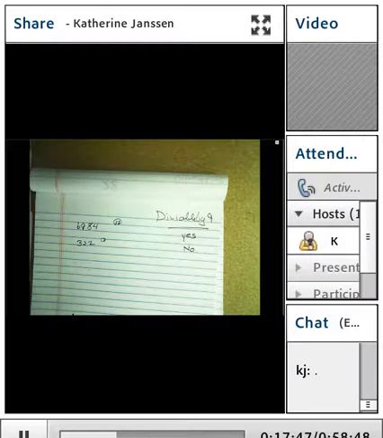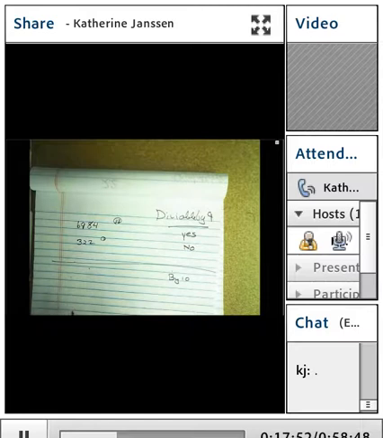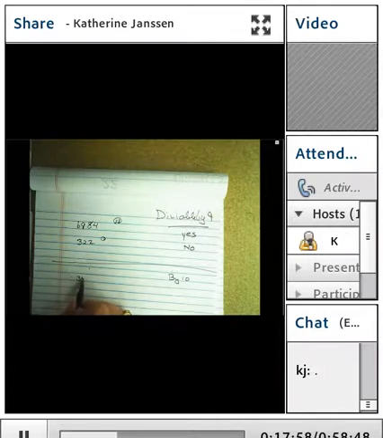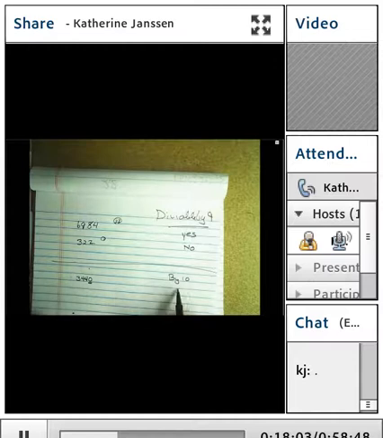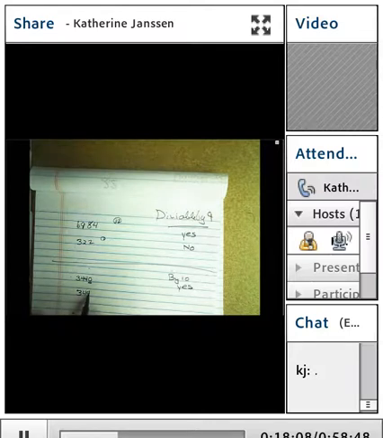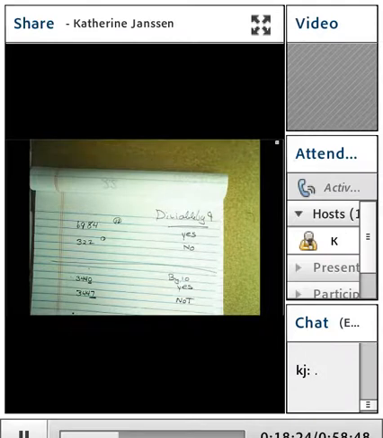Divisibility by 10. A number is divisible by 10 if the ones digit is 0. 3,440. Well, here's my ones digit, and it is 0, so yes, it's divisible by 10. 3,447, check the ones digit. If it's a 0, it's divisible by 10. If it's not, it is not divisible by 10. A number is divisible by 10 if its ones digit is 0.